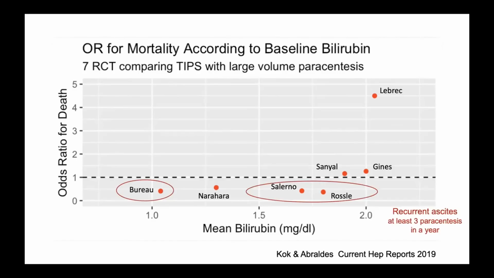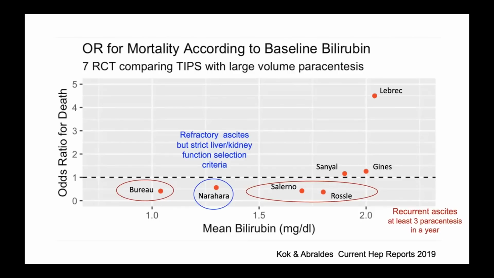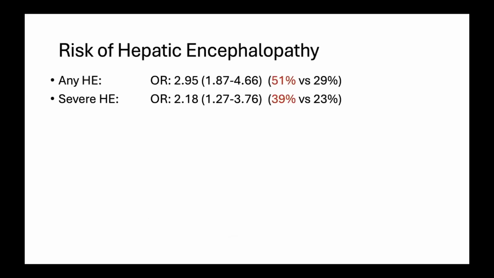And these were trials with recurring ascites or refractory ascites. This trial was in patients with refractory ascites, but with very strict liver and kidney function selection criteria. So again, they selected quite early patients. A similar concept: over the years, we have learned how to select patients for TIPS, even for randomized trials.